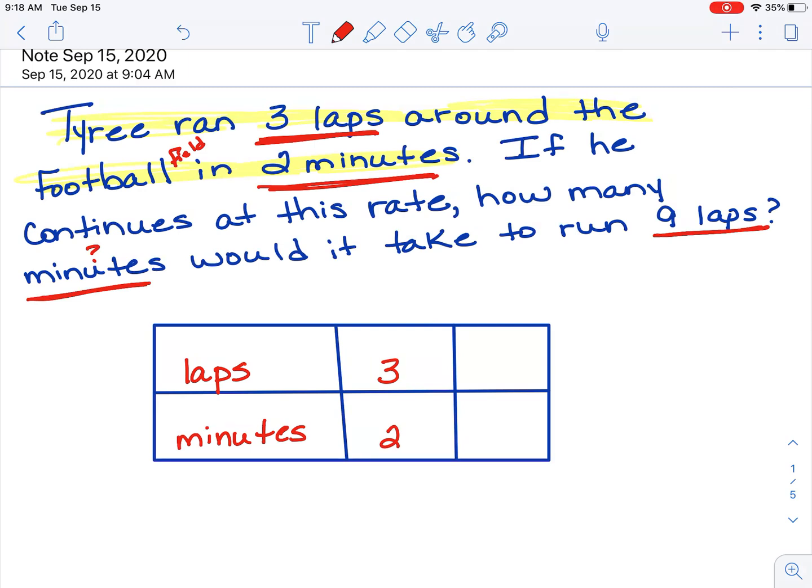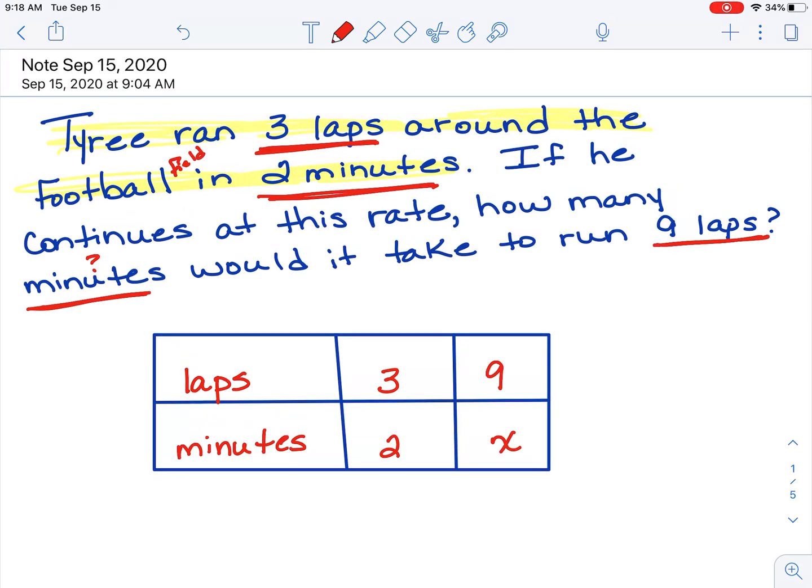Now, let's go on and read. If he continues at this rate, how many minutes? How many minutes means that's what I don't know. How many minutes would it take him to run 9 laps? 9 laps, I know. Now, those of you who had me last year or even had Miss Edwards, we did these last year. It's towards the end before the COVID stuff. So, but we got to refresh our memories.